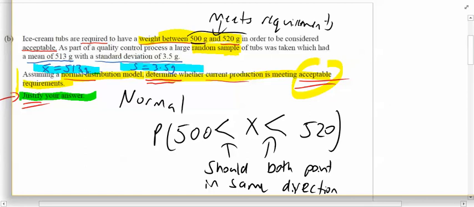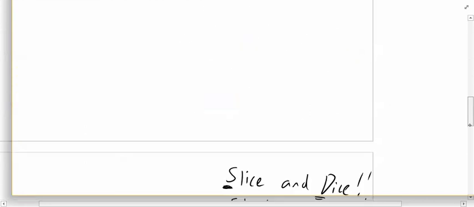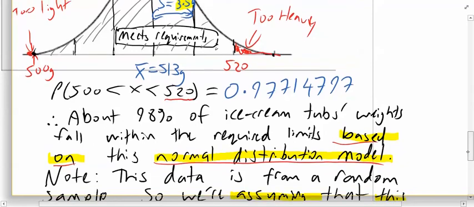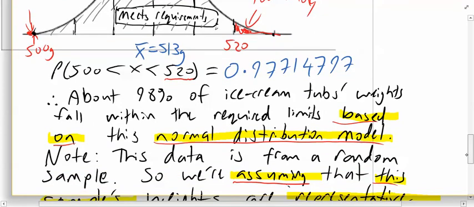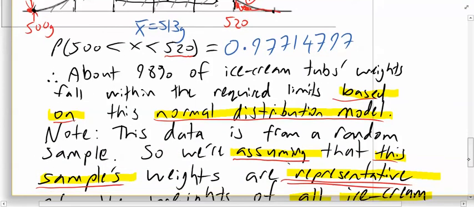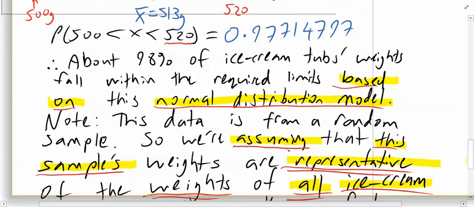So, what were our findings? Our findings were that about 98% of them are meeting the requirements. Is that acceptable? Well, you could actually argue either here and they would give you the marks. So let's have a wee look at the marking schedule and see what they said.